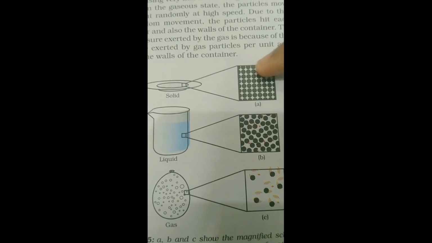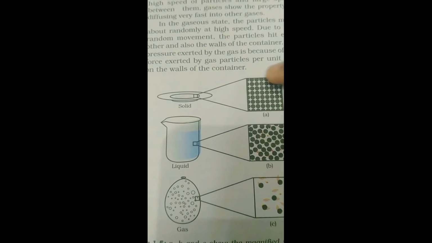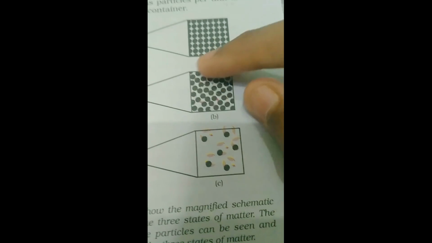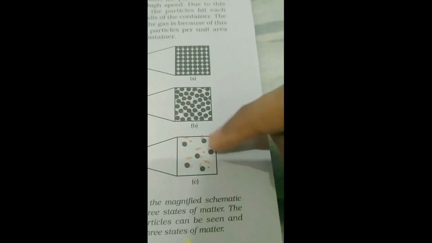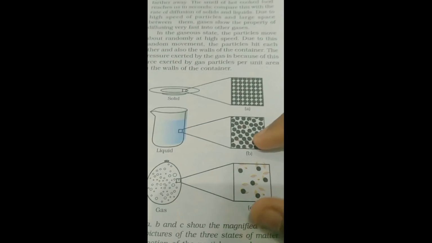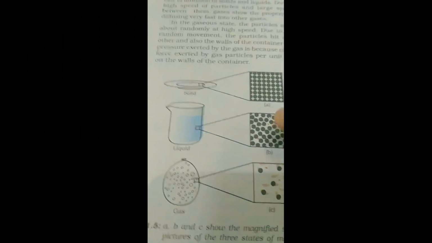This is an example of solid, and you can see here the particles are combined. So in a solid it will be like this, and this is an example of liquid. In liquid some little gaps will be there. In gas there will be very many gaps, because gas cannot be seen by our eyes.